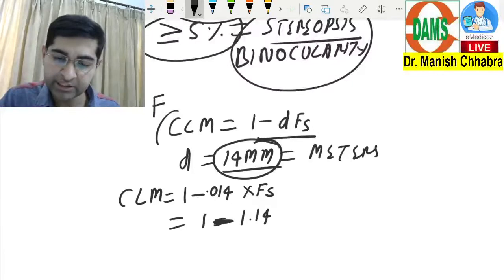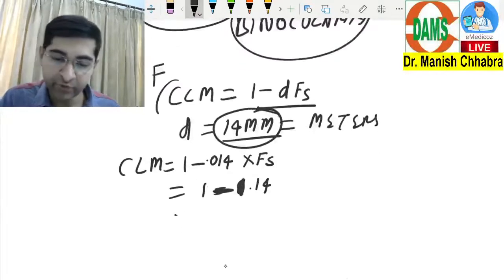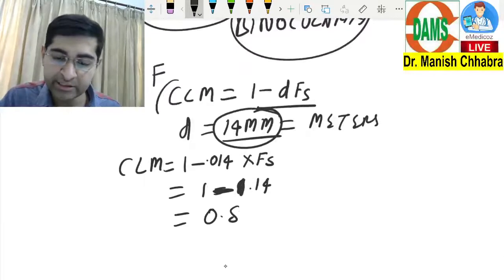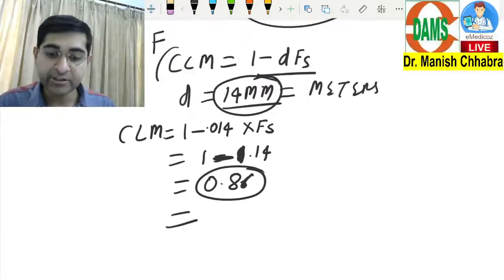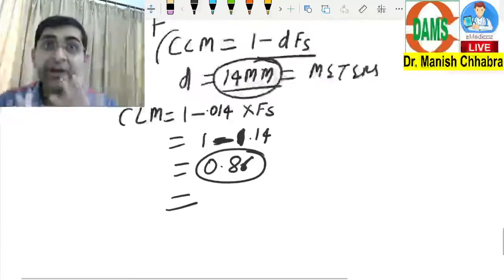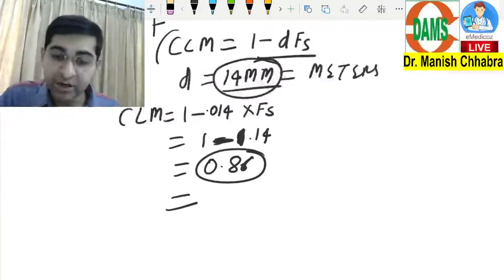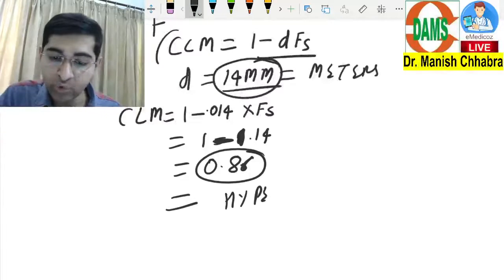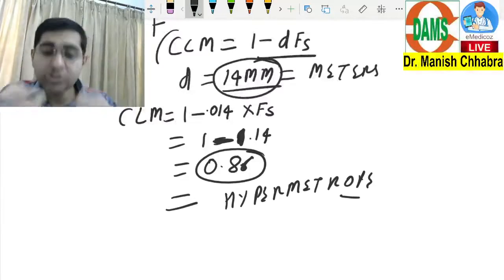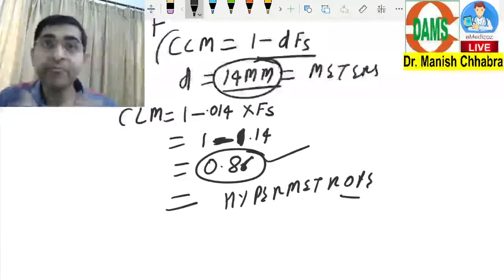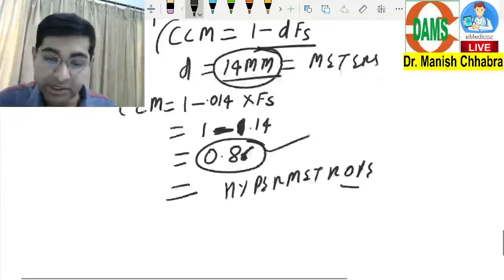So contact lens magnification will be 1 minus 0.014, which is 1 minus 0.14, it will become 0.86. So this is the contact lens magnification. That means in relation to the glasses, if there is a hypermetrope, there will be less magnification, approximately 0.86 times.